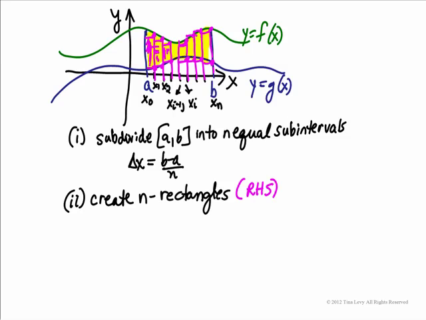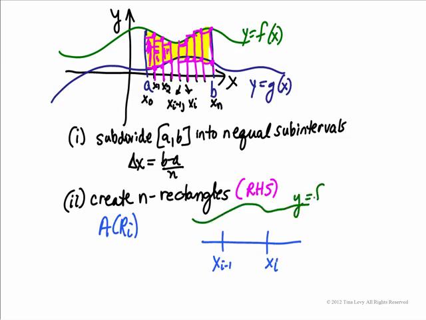We're now going to get a description of what A of R sub i would be. How do we get the area of that typical rectangle? Because these are all rectangles, we look at the typical rectangle. Any one would be x sub i minus 1 to x sub i. You've got y equals f of x on top, y equals g of x on the bottom.